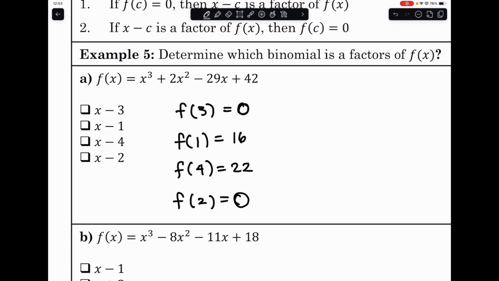So of these binomials, the factors are going to be x minus 3 and x minus 2. So those are the two factors to this expression right here.